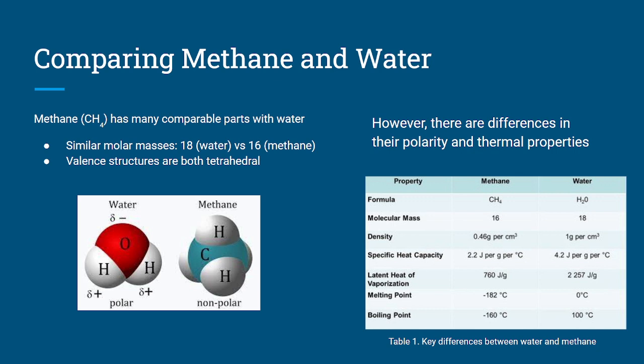We know that the density of water is much higher than methane, as seen in the table here, and water has a much higher specific heat capacity as it can hold more heat per gram, has a higher latent heat of vaporization, a higher melting point, and a higher boiling point when compared to methane.